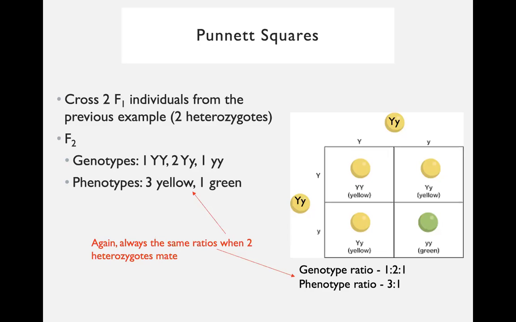I already laid out the Punnett squares for you. You just have to put in the parents and the offspring and figure out those ratios.